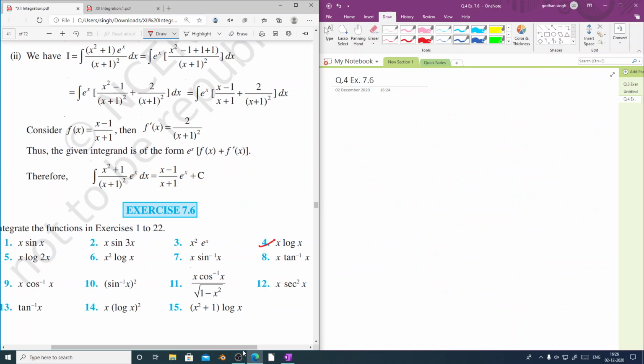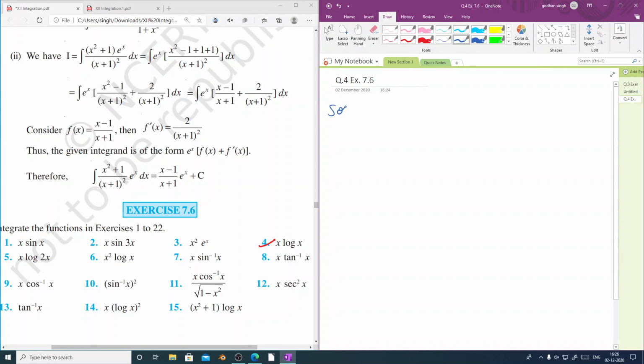Question number 4, exercise 7.6. So solving question number 4, solution for I equal to integration of x log x dx. So first let us write the rule of ILATE, ILATE. Here we can see that L is coming first and A is coming later on. So that means, but this is algebraic and this is logarithmic. So we'll just interchange it. So this can be rewritten as, rearranged as I equal to log x into x dx.